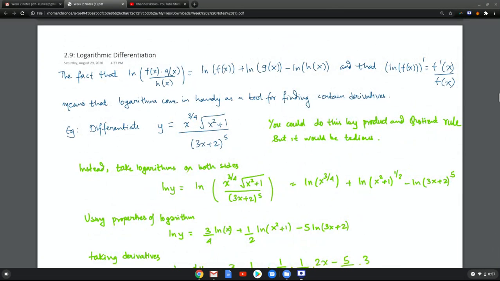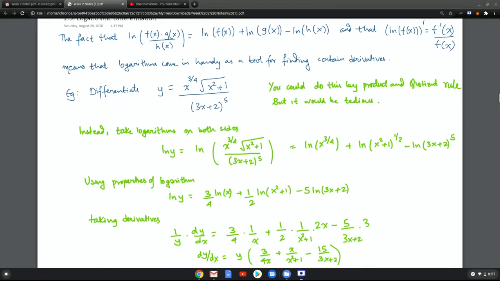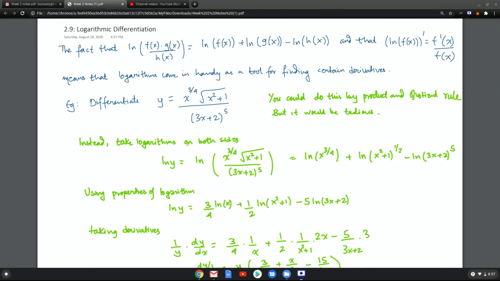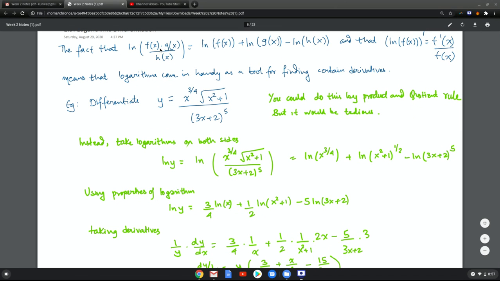Right. Like I said last time, we are going to be learning how to use properties of logarithms to differentiate some really complicated looking functions. Now, here's the idea. Remember that the log of products becomes the sum of the logs, and the log of division becomes the difference of the logs. So log of f(x) times g(x) over h(x) can be rewritten as log of f(x) plus log of g(x) minus log of h(x).